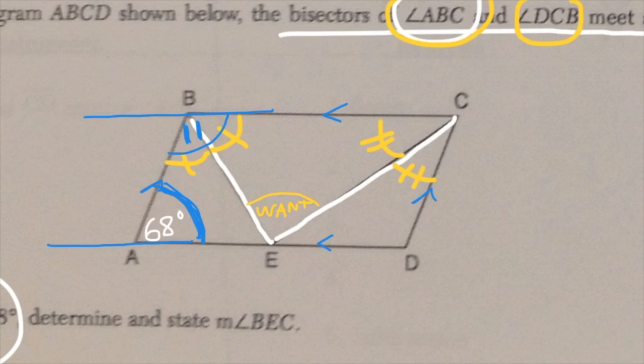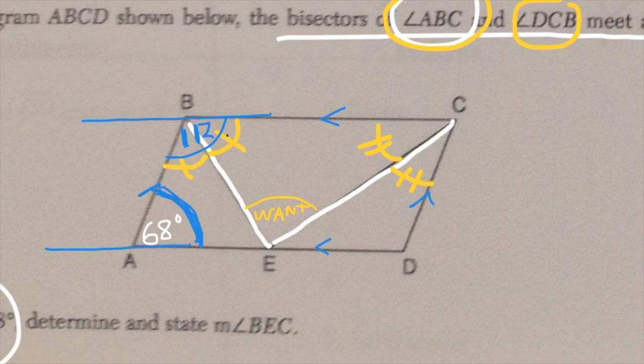So angle B, the entire angle, would have been worth 112 degrees to make 180. And that 112 is getting split up evenly by the bisector. So now I know that each of these is worth 56 degrees, because it's getting split in half.